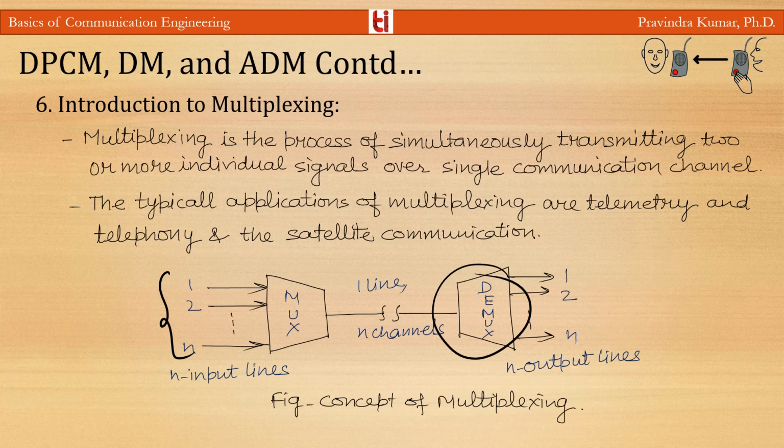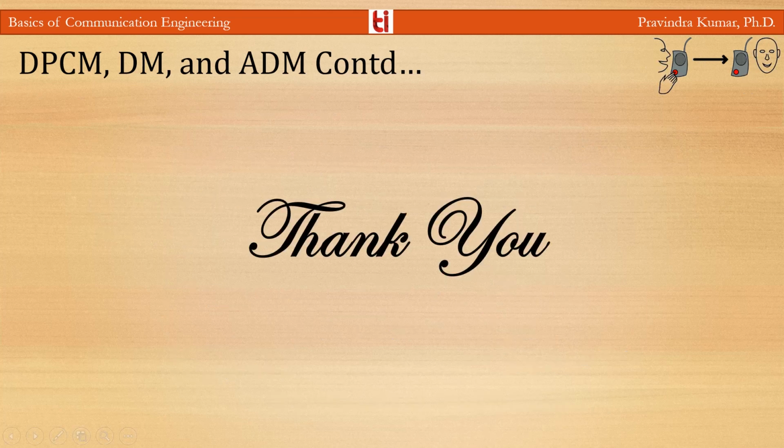And this is the end of this lecture, and here we have discussed differential pulse code modulation, delta modulation, adaptive delta modulation, and their advantages and disadvantages. Also we have discussed the introduction of multiplexing. This was the 23rd lecture of the lecture series of Basics of Communication Engineering. In the next lecture we will discuss in more detail the multiplexing.